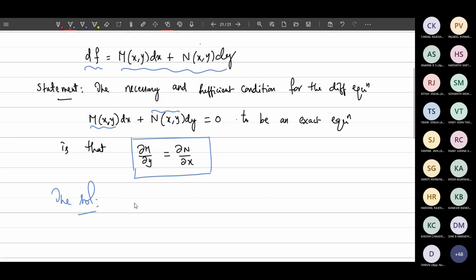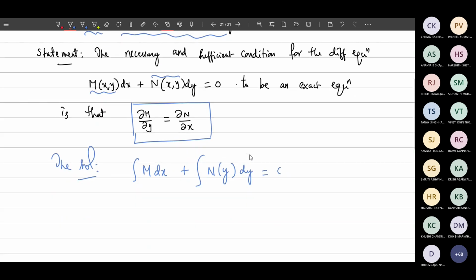So the solution is the integral of M dx, where M is a function of x and y, plus the terms in N without x. So that we call it N(y). What is special about it? So N(y) denotes the terms in N without x. Sir, I didn't understand. That I will explain in the exam.